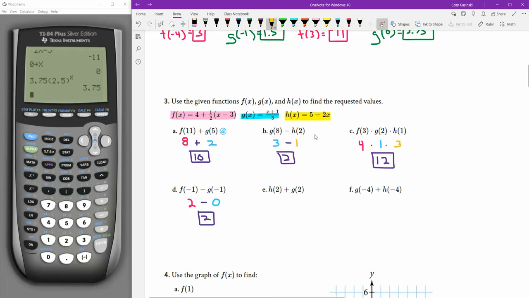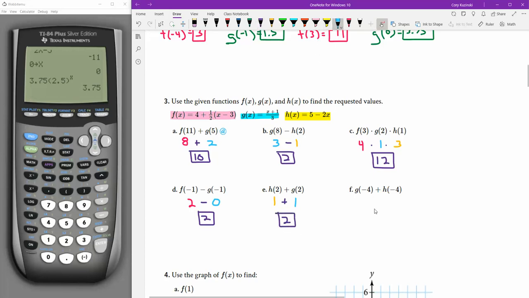H of 2. Well, we already did that one right here. It's 1. Work smarter, not harder. And then g of 2. 2 plus 1, we already did g of 2. There it is. It's 1 again. So this time we're doing 1 plus 1, which is 2. Getting a lot of 2's as our answer.